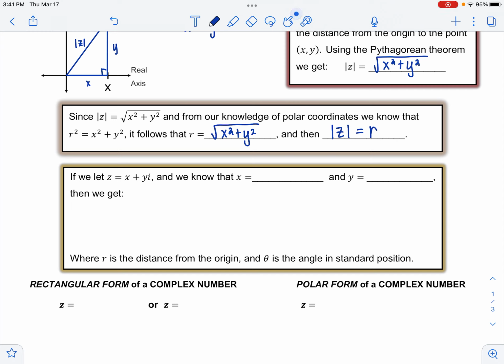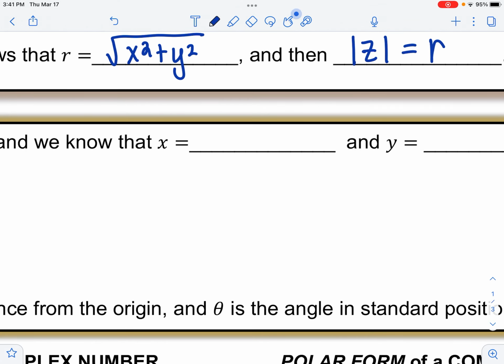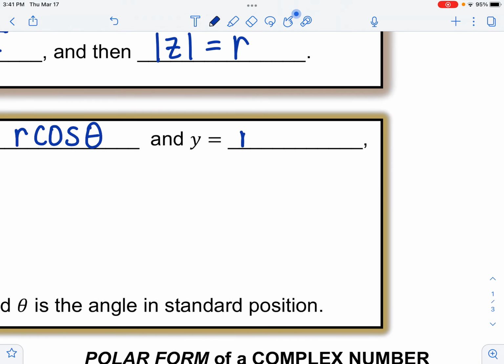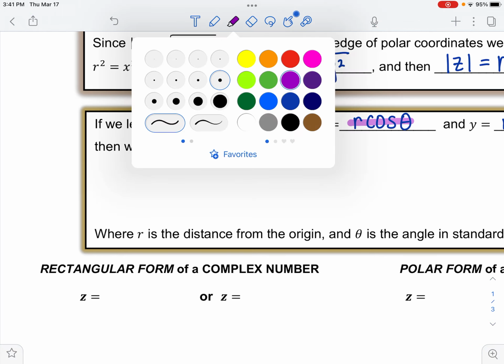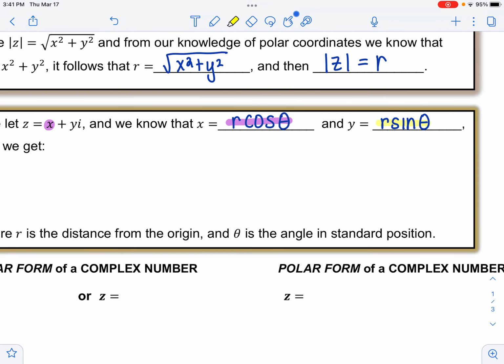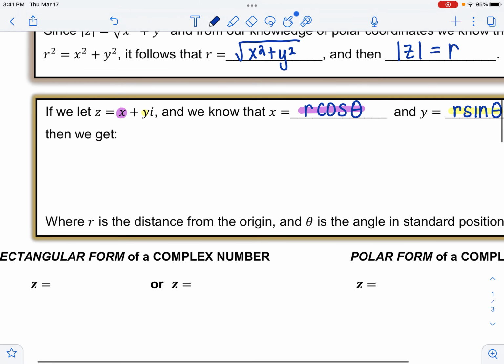All right, also, if we let a complex number z be equal to x plus yi, and from polars, we know that x is the same thing as what? r cosine of theta. y is the same thing as r sine of theta. So if we take r cosine of theta and substitute for x right here, and we take r sine of theta and substitute in for y right here, we will get z is equal to r cosine of theta plus r sine of theta i.